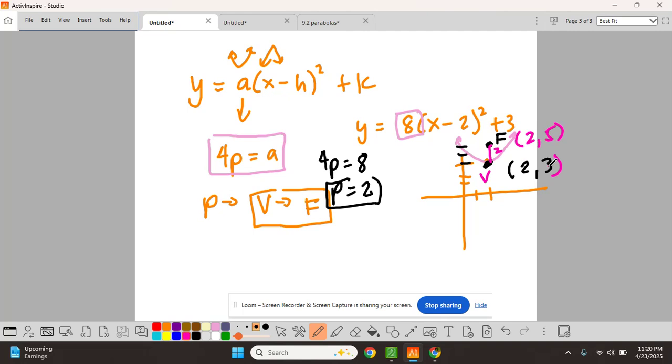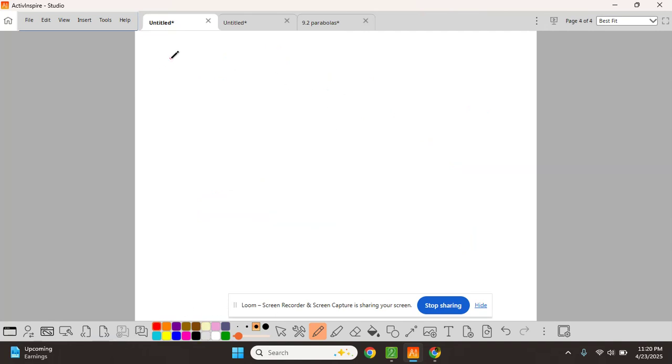Make sense? And likewise, where's my directrix here? My directrix should be 2 units away also from my vertex. 1, 2, which is this red line here, which is y is equal to 1, because the distance from the vertex to the directrix has to always be equal to the distance from the vertex to the focus. Does it make sense? Okay, one more time. Make sure it's clear to all of you.